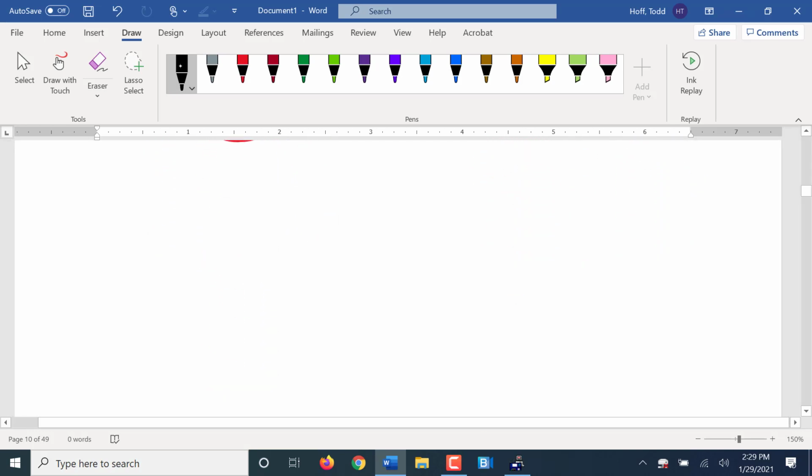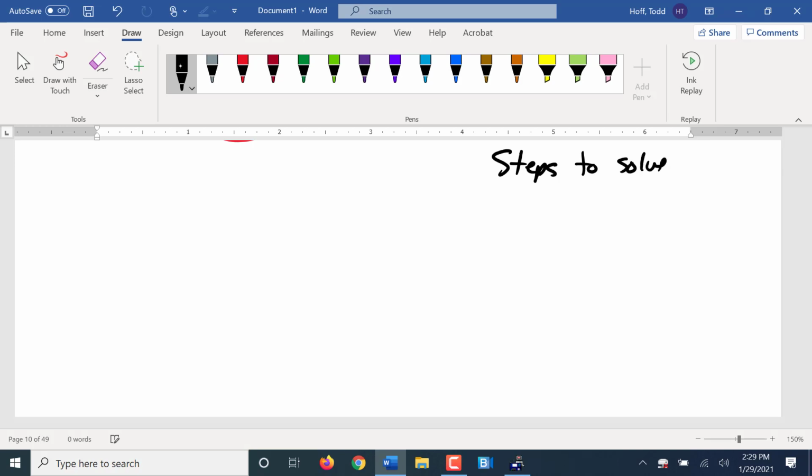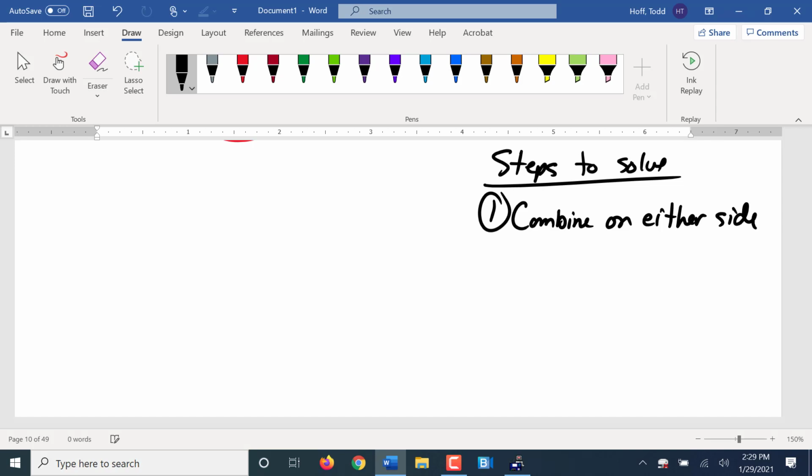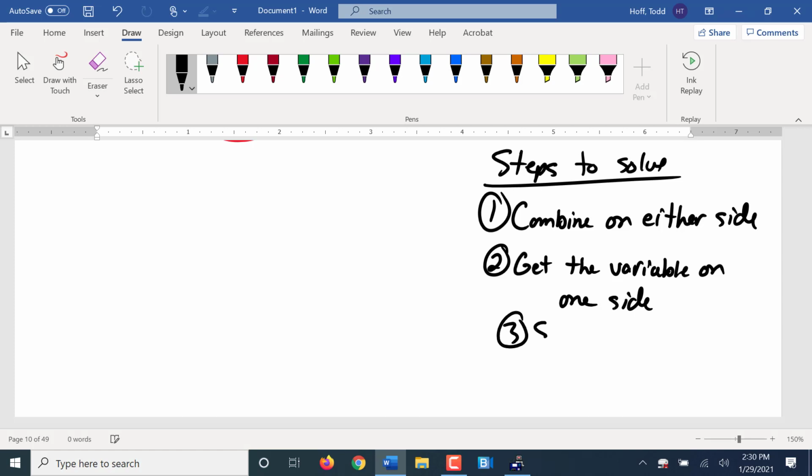So there are two things we have to sometimes do before we solve. One is the first thing we should look for: if we can combine on either side. Second is get the variable on only one side. And then we can do the solving. We can take it apart.